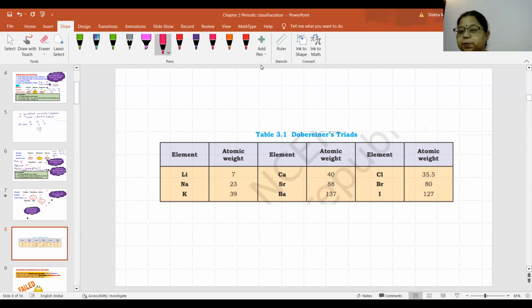The table number may be different, but in the chapter you will find it there. These are the only three legitimate, that is the possible Döbereiner triads, as he said at that time. Rest of the elements do not follow this law. Is it clear?